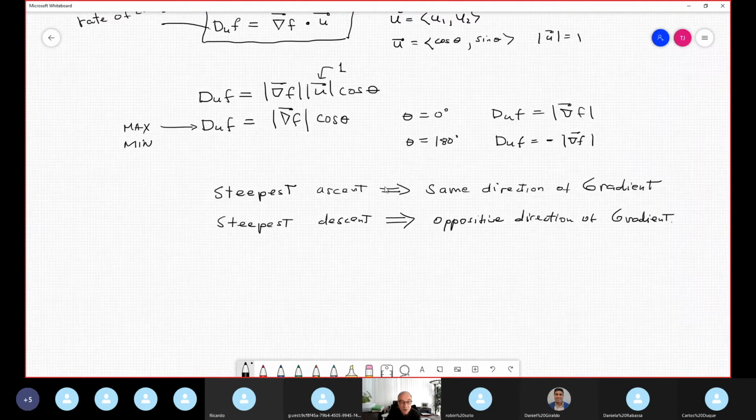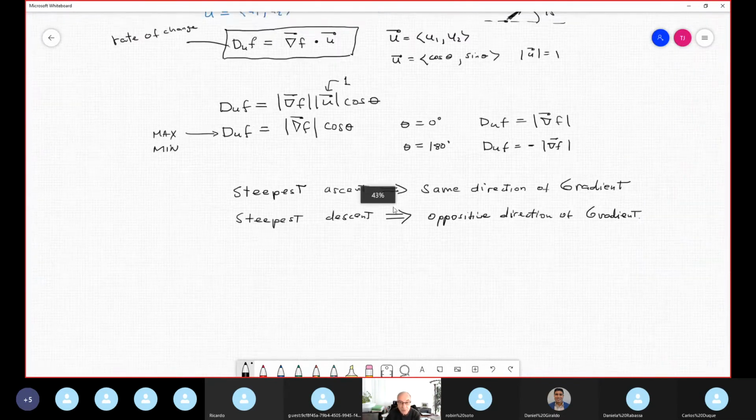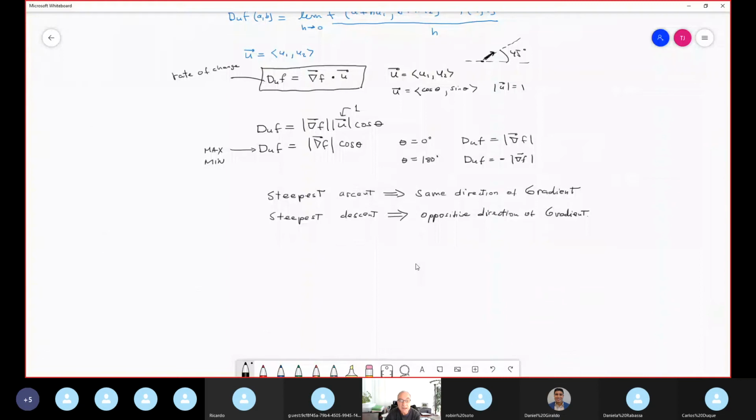If you want to find another direction, well, we use the formula for the directional derivative. Let me try to clarify this idea. Any questions so far? Do you understand the idea or no?